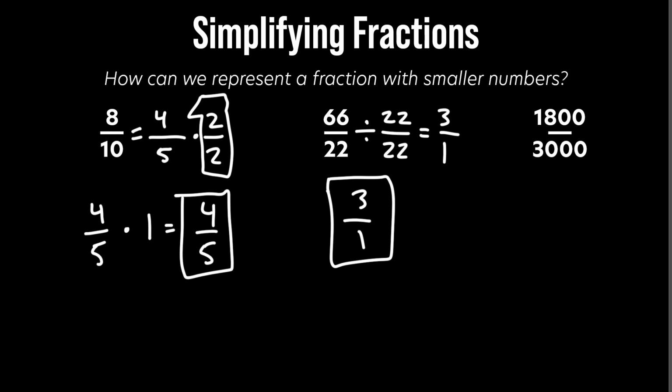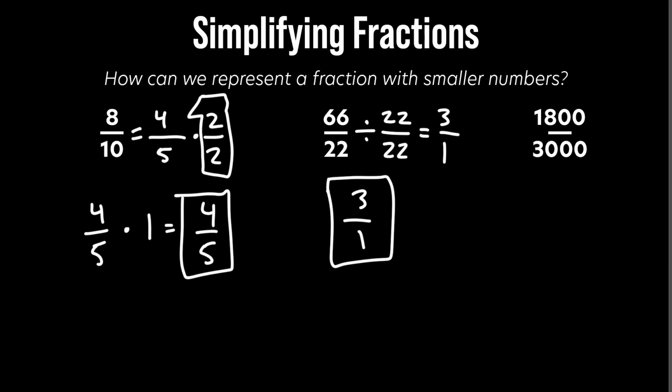The way we can prove this is by asking, how many times does 22 go into 66? And 22 goes into 66 3 times, and 1 goes into 3 three times as well. So we know they're the same fraction because the denominator goes into the numerator the same number of times.